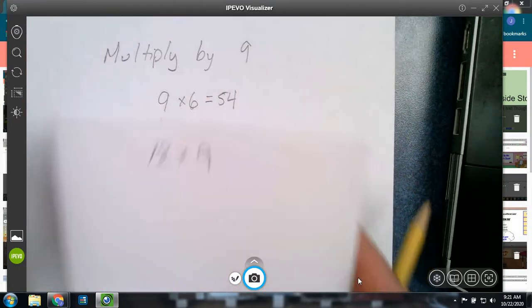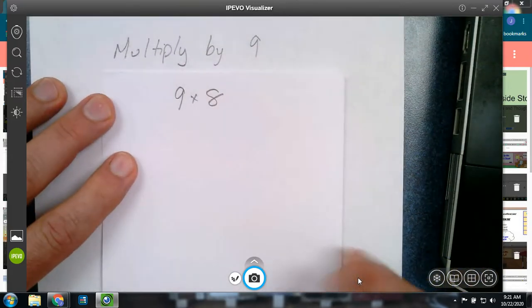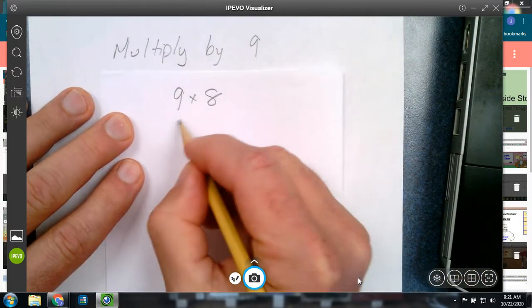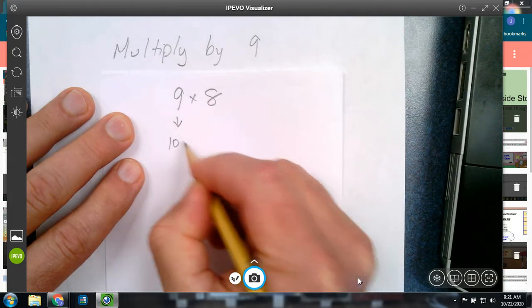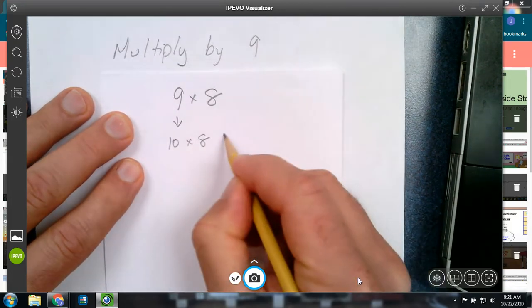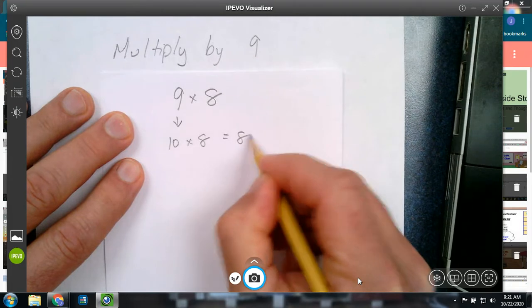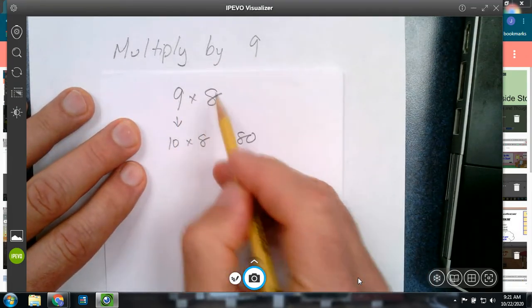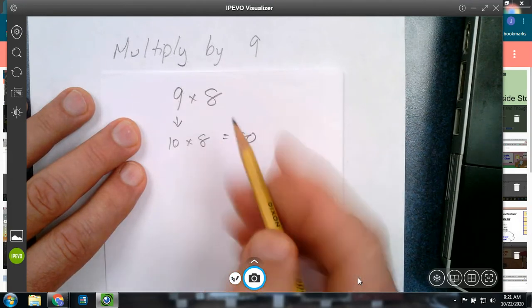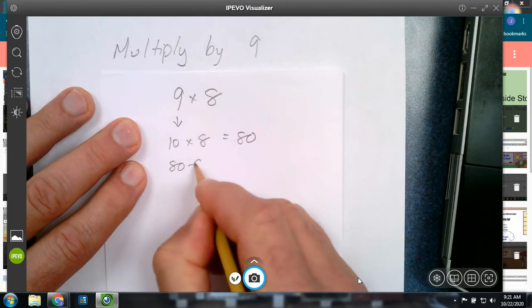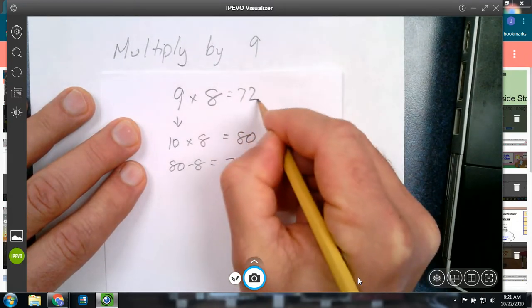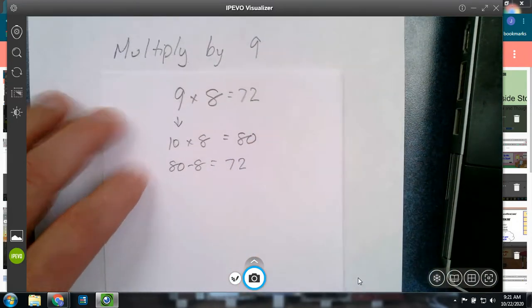Let's take a look at another one. Let's say I wanted to solve 9 times 8. Well, instead of 9 times 8, I'm going to, in my head, change this to 10 times 8. And I know that 10 times 8 is 80. So instead of 9 groups of 8, I created 10 groups of 8. So then in my head, I'm going to do 80 minus 8, and I get 72. So 9 times 8 is equal to 72.